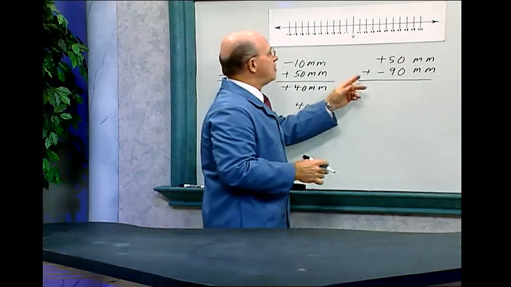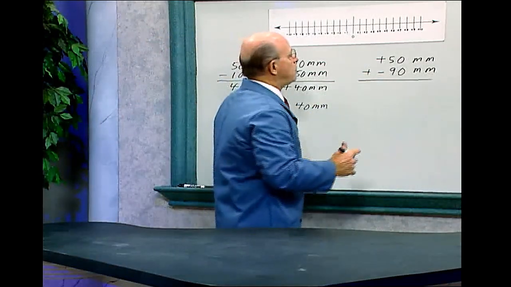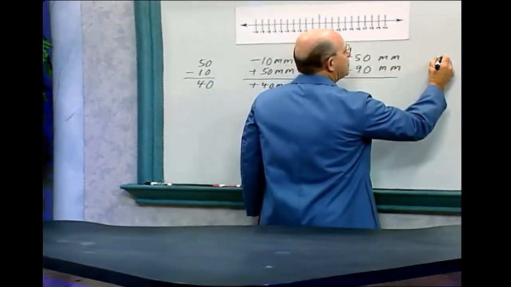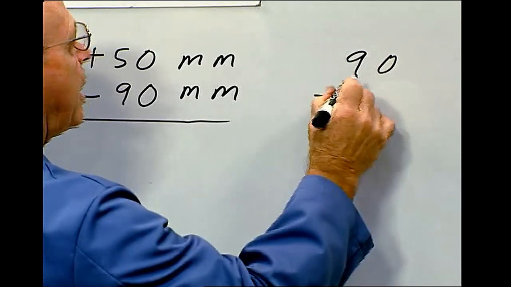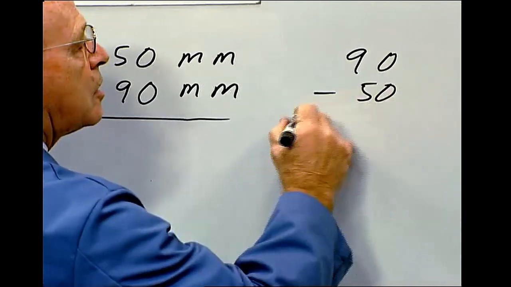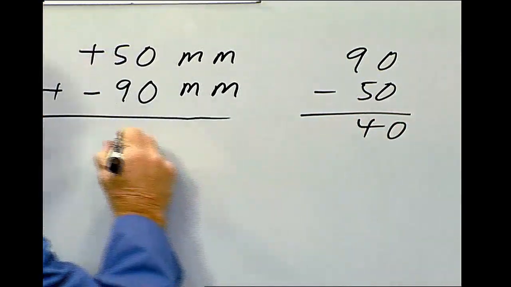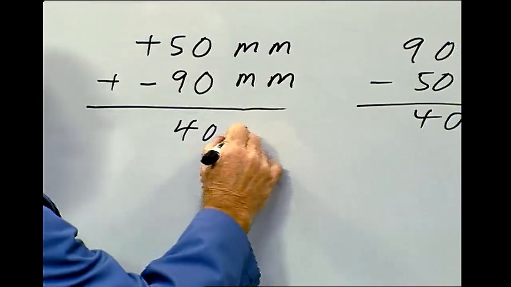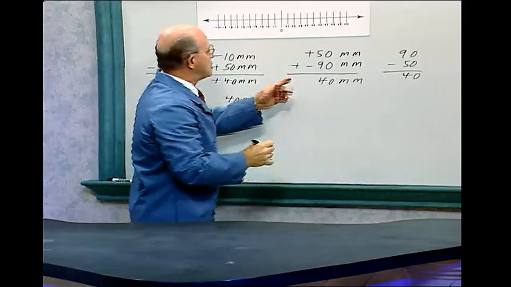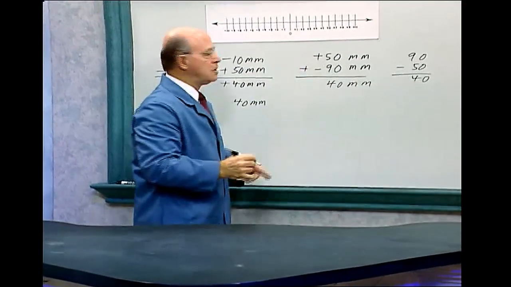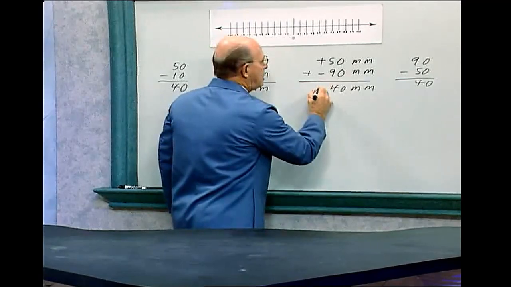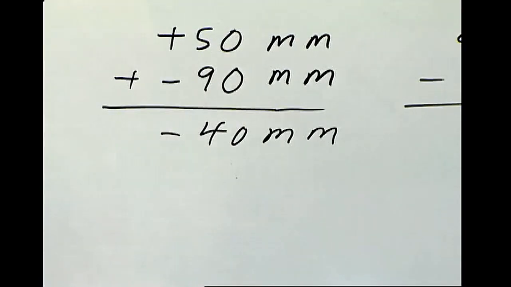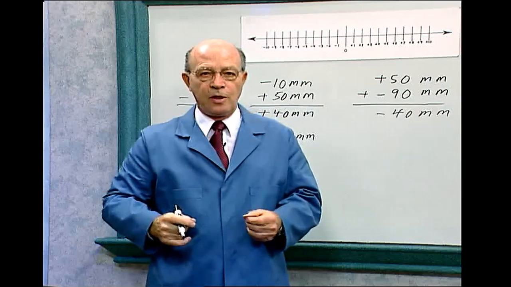Well, let's add minus 90 to plus 50 millimeters. Again, find the difference. 90 minus 50 equals 40. So we put 40 down here. And we take the sign of the larger number, which is minus 90. So the answer is negative 40 millimeters.